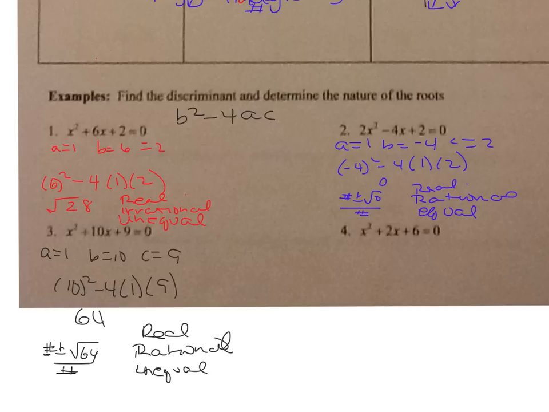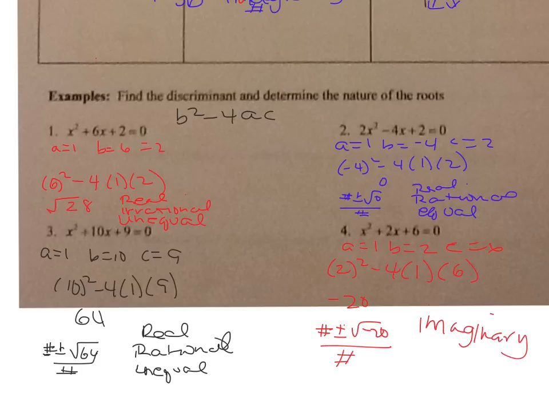Okay, and the last one. A is 1, B is 2, C is 6. So it's 2 squared minus 4 times 1 times 6. So just plug that in your calculator, you get negative 20. So think about it, a number plus minus the square root of negative 20. This one should be easy, because when you get a negative under the radical, it's imaginary.